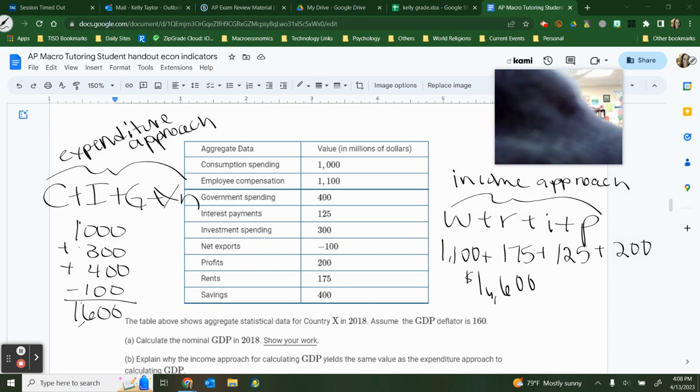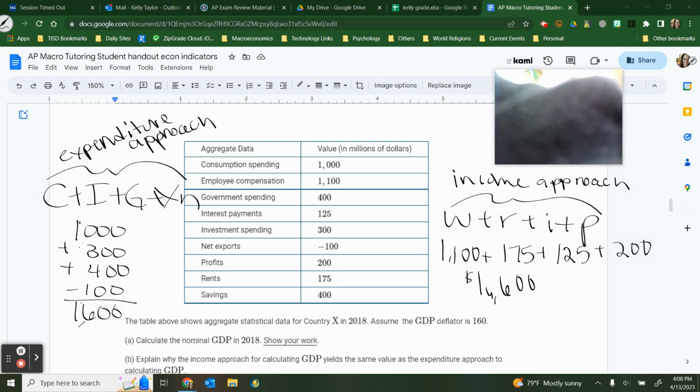Okay. Question B. Explain. Oh, it's like literally in the question. Nice. Explain why the income approach for calculating GDP yields the same values as the expenditure approach for GDP. This is what I put. You can't just say circular flow model. You can't just say that. That would be too simple. I said the money that people spend on goods and services in the product market turns into income made for resources in the factor market.